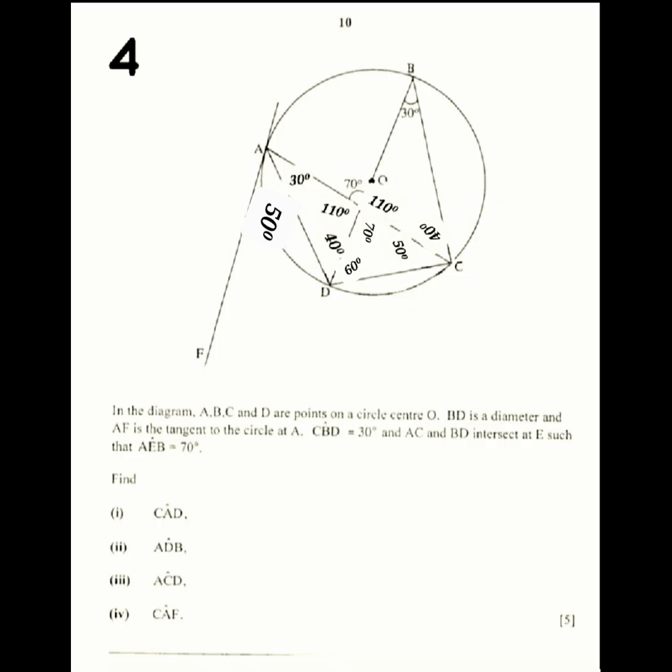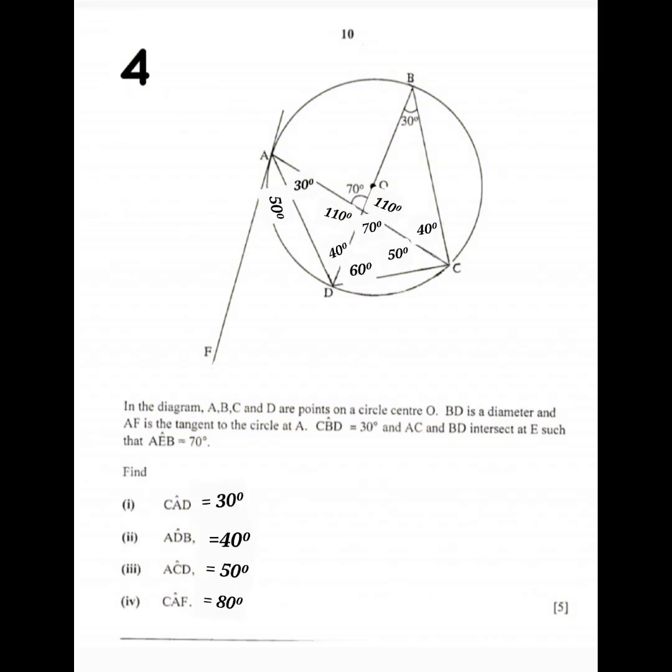It is now easy to tackle all the questions. We now need to attempt those questions. Part 1 is saying CAD, it is going to be 30 degrees because angles in the same segment are equal. And then on part 2, we want to calculate ADB. It's going to be 40 degrees because angles in a triangle sum to 180. So we are going to say 180 minus (110 plus 30) in order to get 40 degrees.